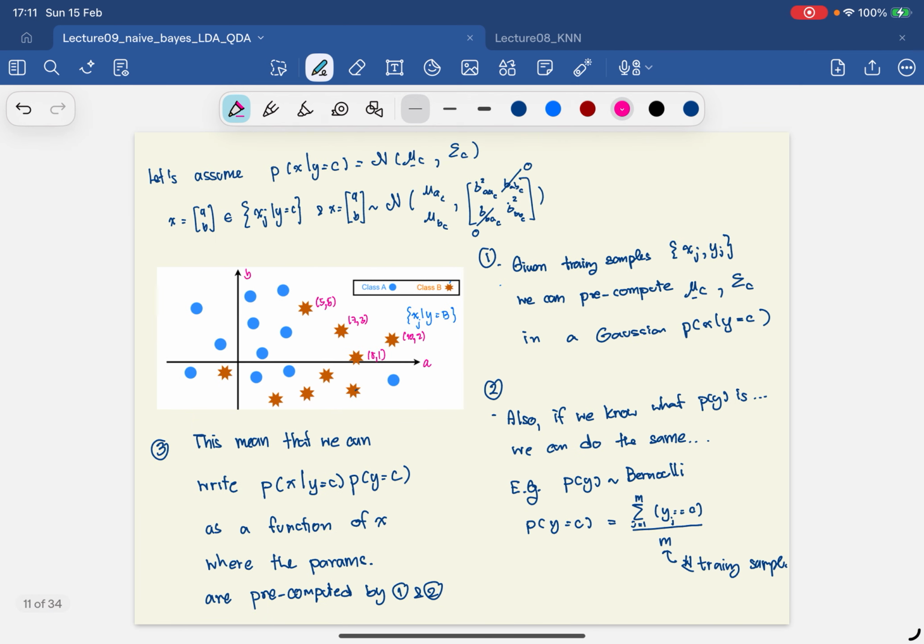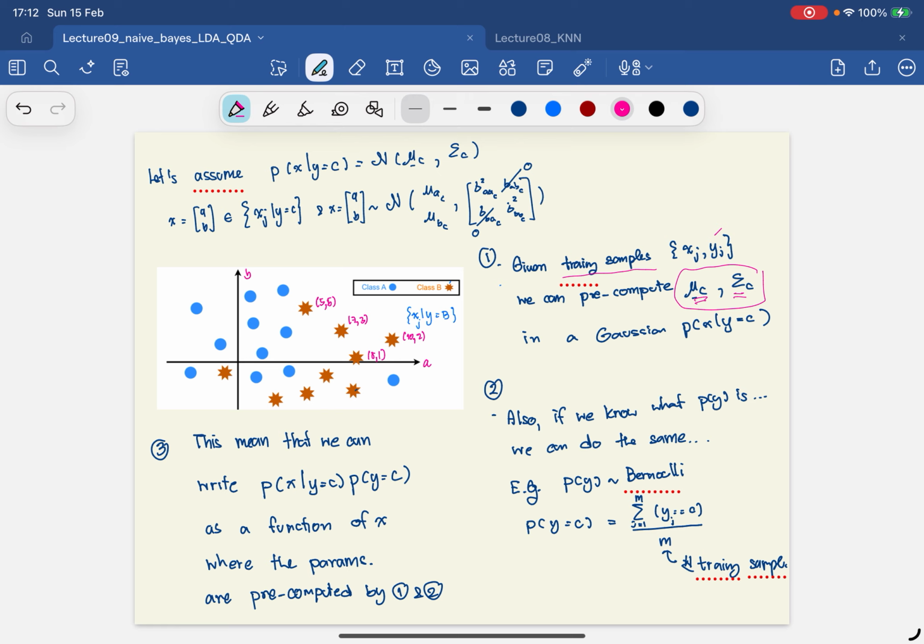If we put things together from what we've learned before, we have the training samples, we know their associated labels, and we can pre-compute mu C and sigma C in a Gaussian distribution. We can compute the mu using the sample mean and the variance as a sample variance.